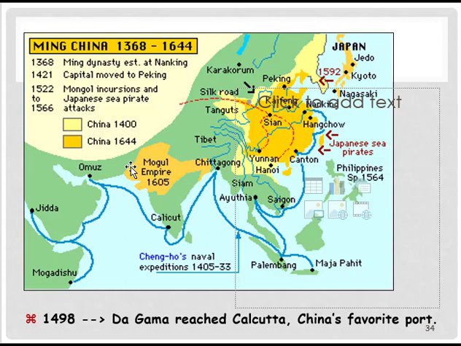Another thing that's kind of cool is that in 1498, not too long after Columbus is finding his way, Da Gama had reached Calicut, which was China's favorite port. So Da Gama gets access here. He brings the spices back that makes everybody go crazy and want more Indian and Chinese goods, which touches off the race to gain access for a Western access point.